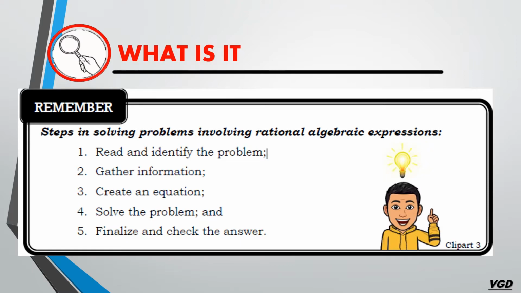What is it? So in solving word problems, you have to remember the steps. So these are the steps in solving problems involving rational algebraic expressions. First is you have to read and identify the problem. Second, you have to gather information from the problem. Third, you have to create an equation. Fourth, solve the problem. And the last one is finalize and check your answer.